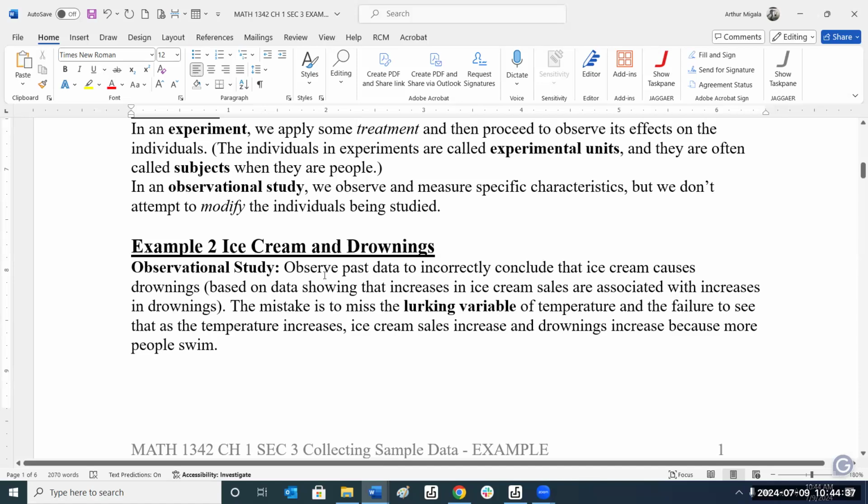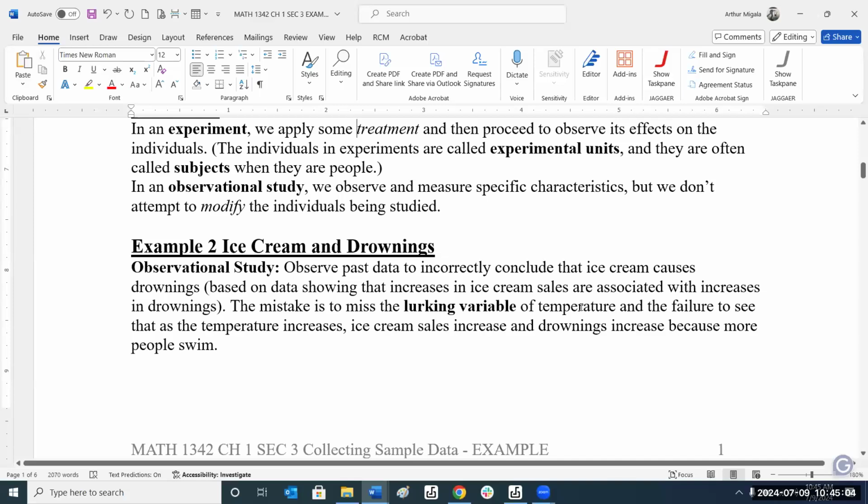Ice creams versus drownings. Observational study. Observe past data to incorrectly conclude that ice cream causes drownings, based on the data showing that increases in ice cream sales are associated with increases in drownings. Yeah, exactly. The mistake is to miss the lurking variable of temperature.